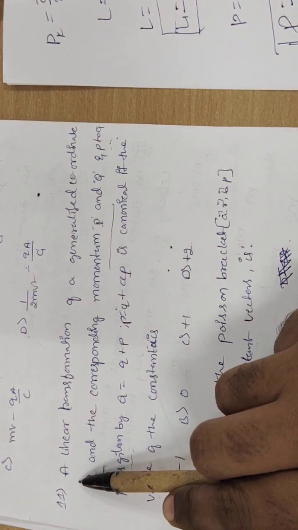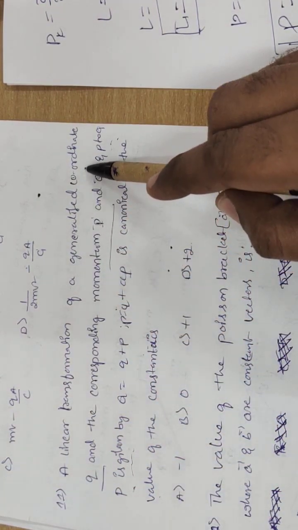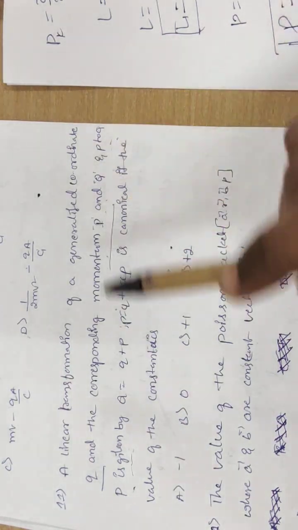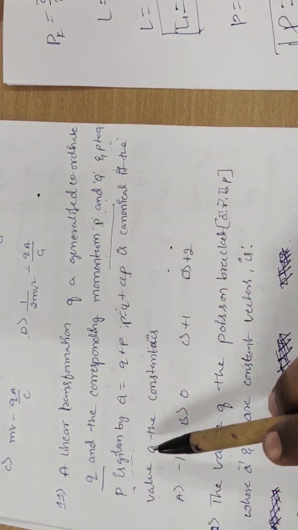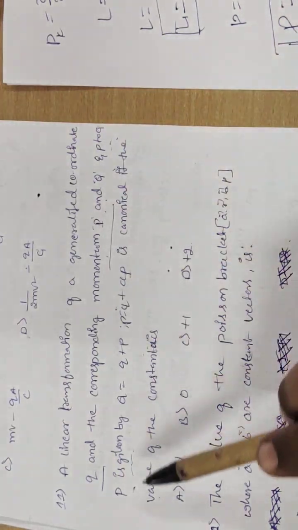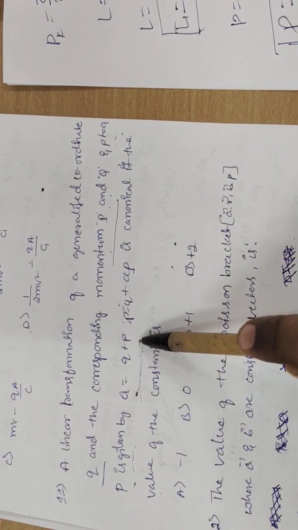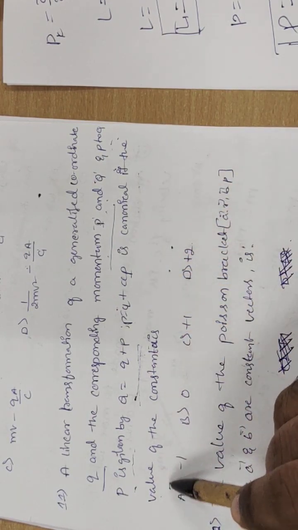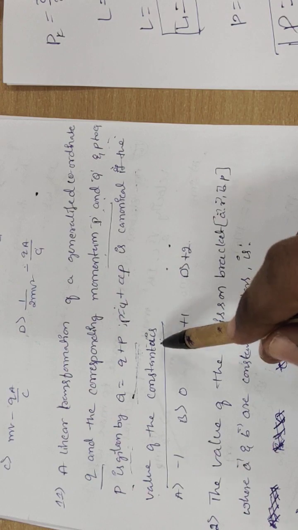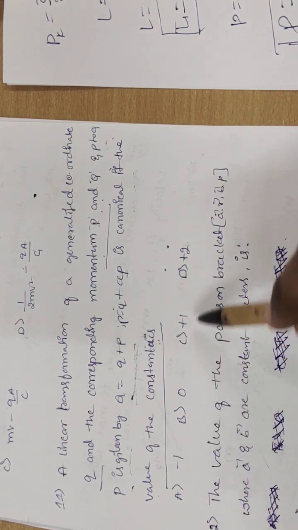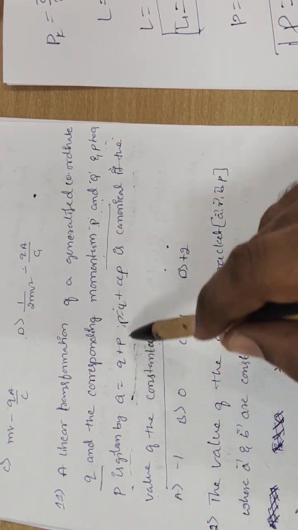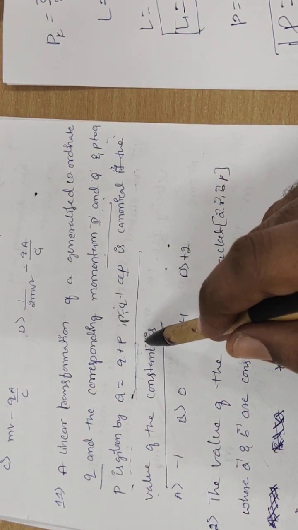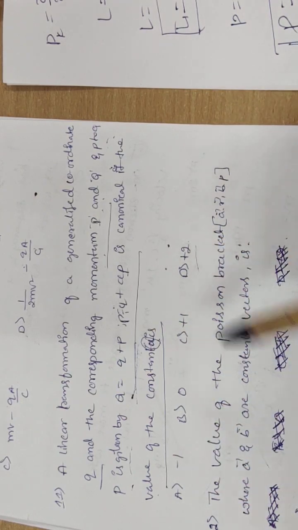So question number 11, a linear transformation of a generalized coordinate q and the corresponding momentum p, so let Q be given as q plus p and P be given as q plus alpha p, is canonical with the value of the constant alpha being. So alpha is, so here Q and P are canonical. So by using this condition, we have to calculate the value of alpha from these 4 options.